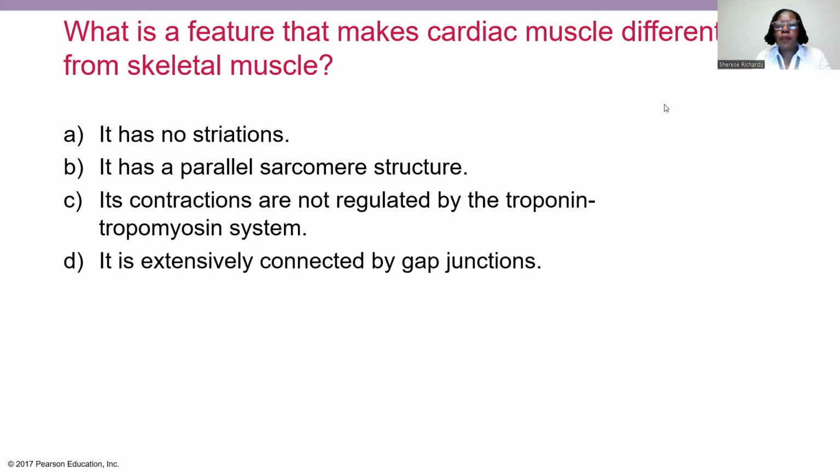Right, 10 seconds left. All right, let's see.